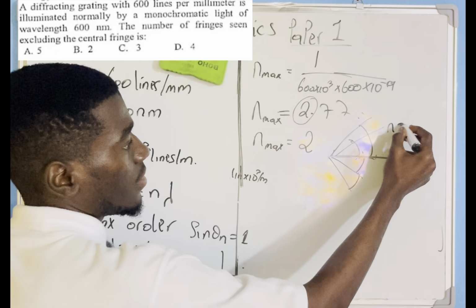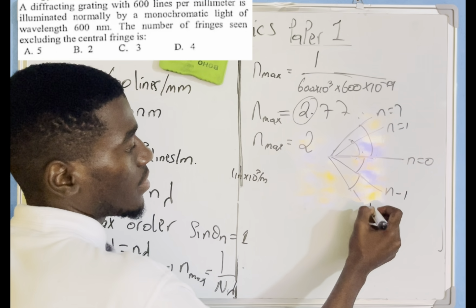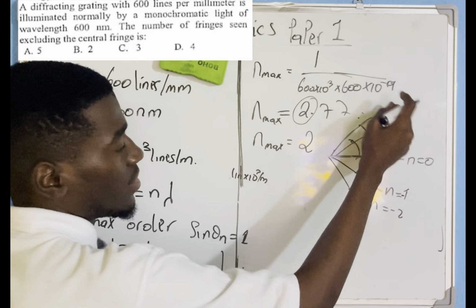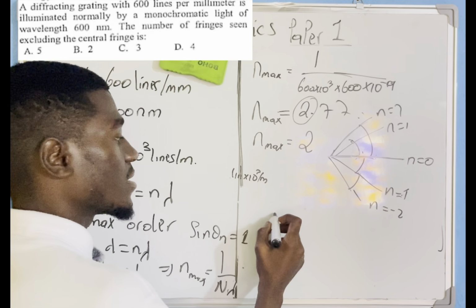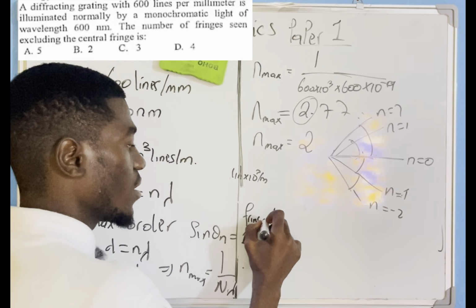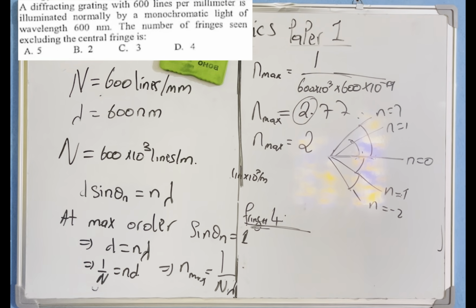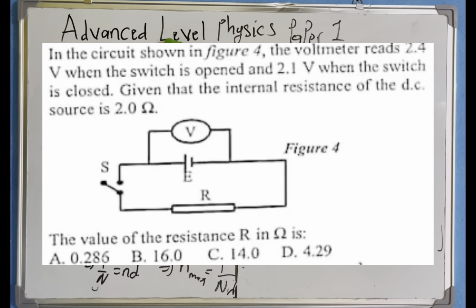So I'll have here n1, n2, and n negative 1, n negative 2. So how many fringes are there? 1, 2, 3, 4. And the maximum order is 2. So therefore the answer is 4 fringes. So that is the number of fringes, making the correct answer to be D. Now let us move to the next question.